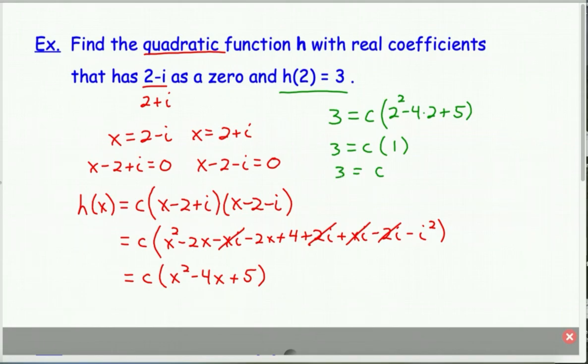So now I have my final answer. My polynomial, h of x, is going to equal 3x squared minus 12x plus 15.